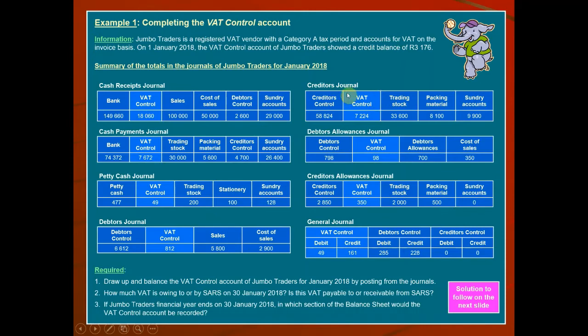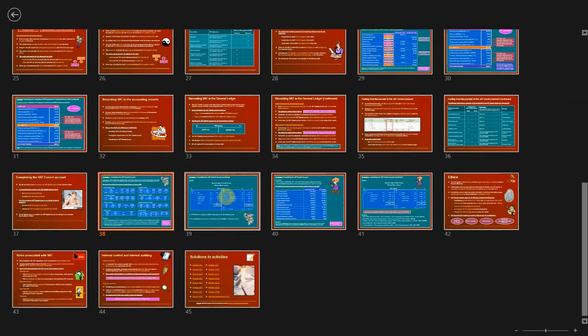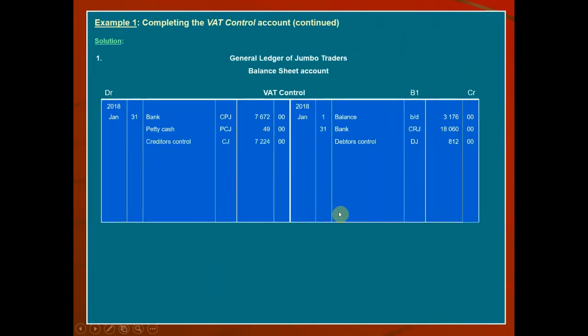The creditors journal, in a sense, the opposite of the debtors journal. So if debtors journal was an output, creditors journal is an input, because we now purchase, but now not for cash, but on credit. So our inputs reduce how much we owe SARS, so we will have to debit the VAT control, credit the creditors control. So debit VAT control, as it's an input, creditors control is the name of the other account we will credit.